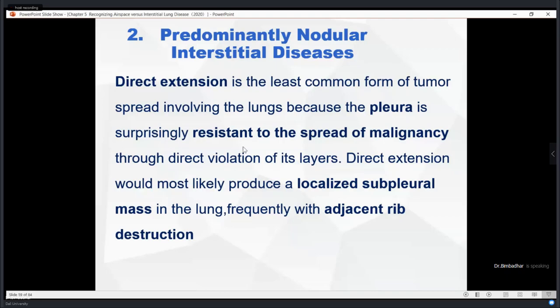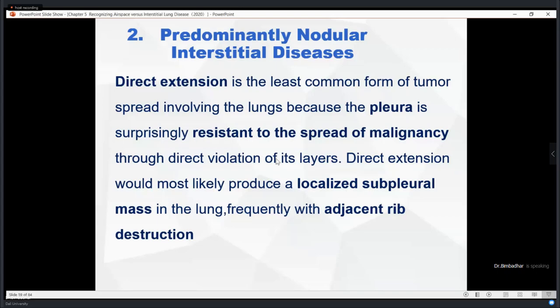Okay, direct extension is not seen because it cannot go over the pleura. If it is an adenocarcinoma, a primary lung cancer, yes, they can invade the pleura and go into the surrounding structures. But in metastatic disease, they do not invade the pleura. They just can have a connection, but no extensions.